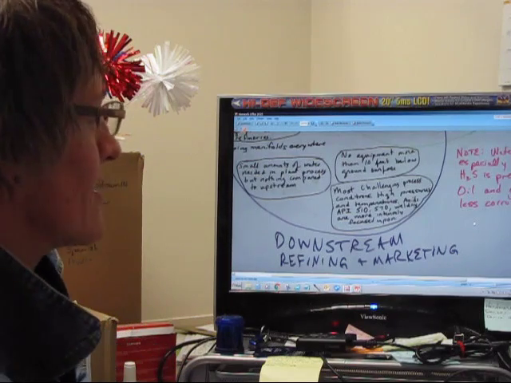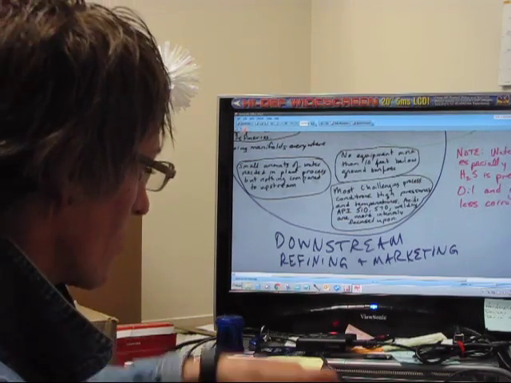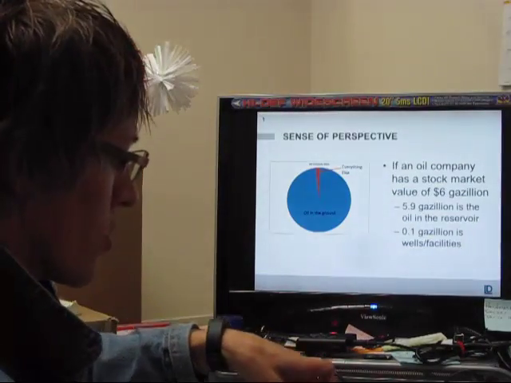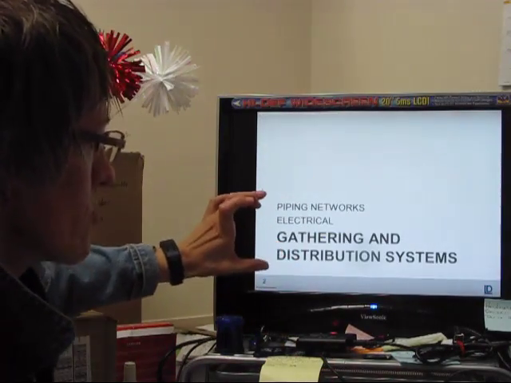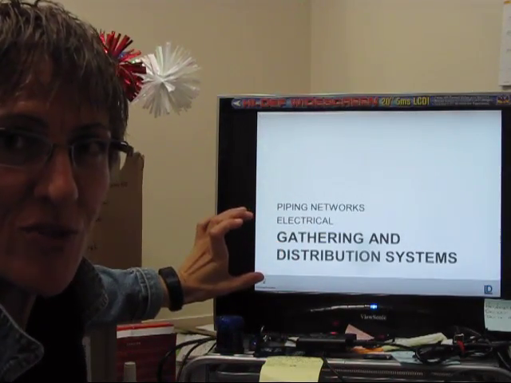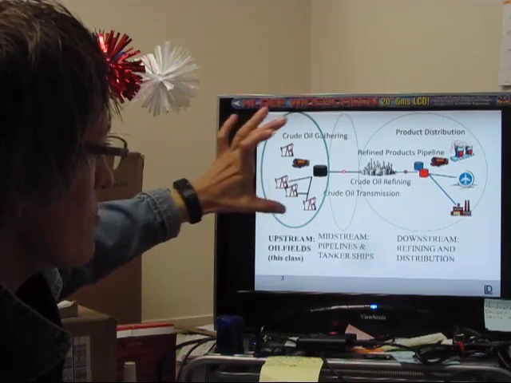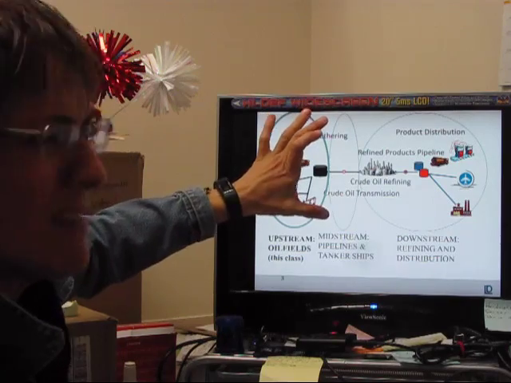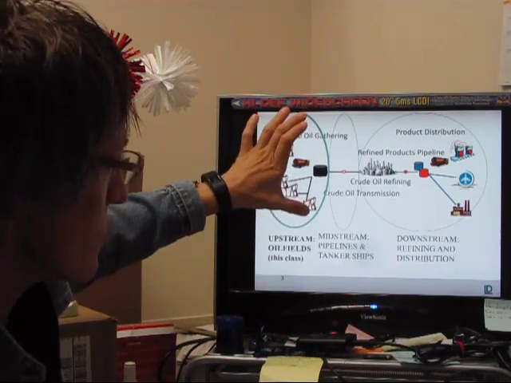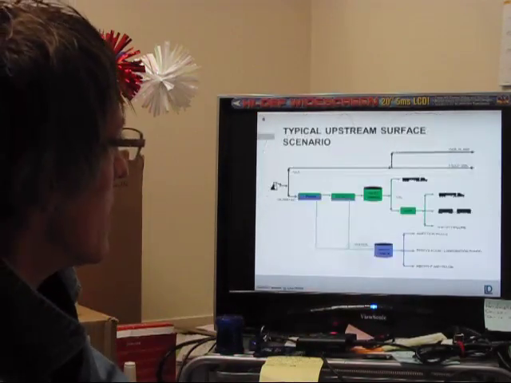So that's different. I also wanted to take a look at an excerpt from one of my classes. These are some of the gathering and distribution systems, like the piping systems. So we have upstream, which is oil fields, midstream, which is pipelines, tanker ships and railroads, but pipelines are the main thing, and then downstream.